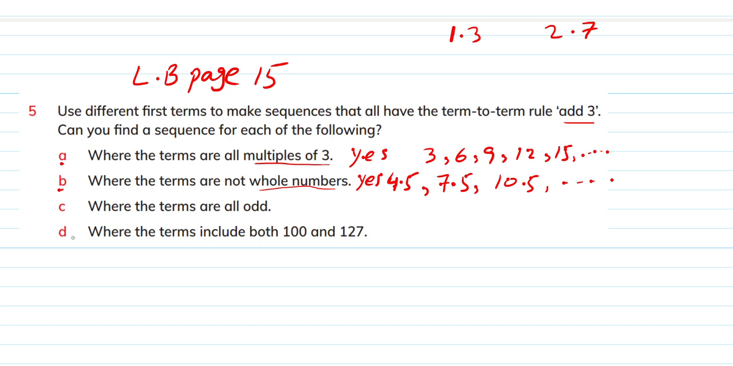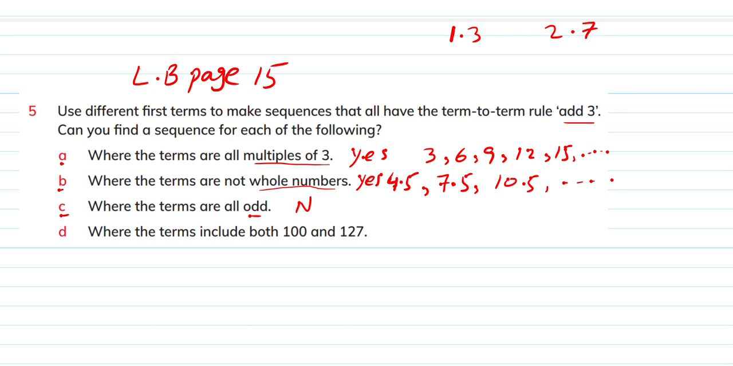Okay, then part C, where the terms are all odd. Now you know odd numbers like 1, 3, 5, 7. Those numbers which we cannot divide by 2, we call such numbers odd numbers. Okay? So can we make a sequence where every time we add 3, but every time get an odd number also? No, it is not possible.